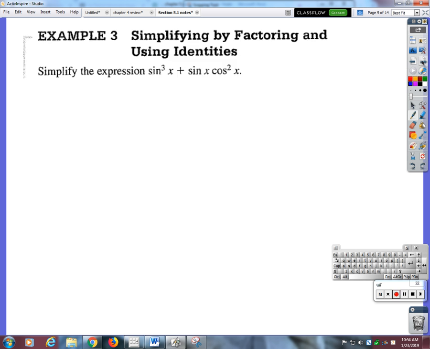Maybe we won't. Okay, this is the fun stuff. This is the stuff that you guys are going to be excited about. Let's take sine cubed x plus sine x cosine squared x, and let's simplify that. All right? This is the good stuff. Anything jump into your head?